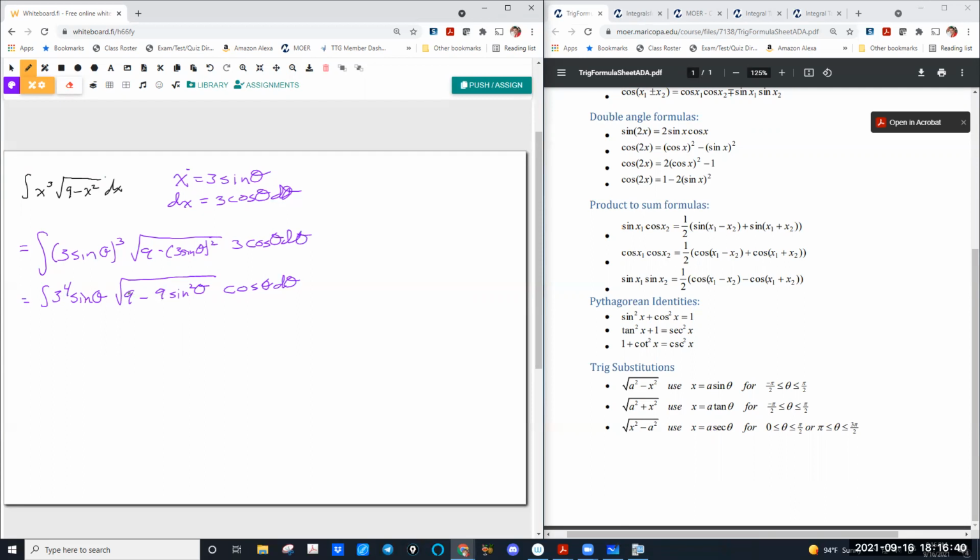Now what I'm going to do is factor out the 9. So I have 3 to the 4th sine of theta. This is why we do the trig sub, times 1 minus sine squared theta cosine theta d theta. Well, this is all based off our Pythagorean identities. 1 minus sine squared is cosine squared.